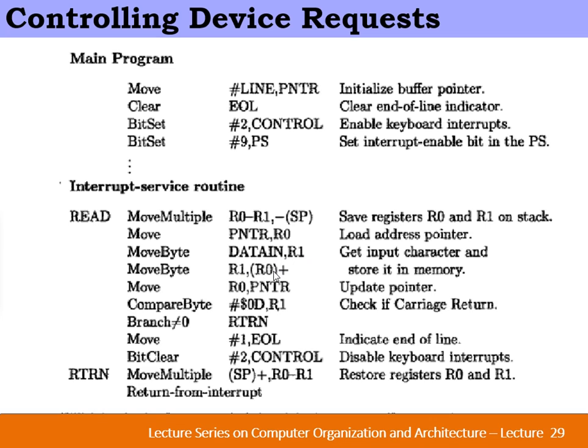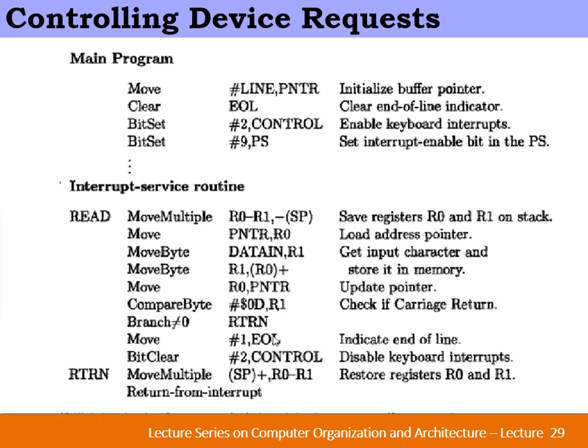From R1, and R0 is going to hold the pointer, you can keep on storing it into the memory location, that is PNTR. We are using auto increment mode. So after reading all the characters, store the content of the R0 register back to PNTR. Now check whether the last character read is a carriage return. Is it equal to the content of the R1 register? If it is not equal, then again you go back to the same thing. Else, if the branch is not equal to 0, you can go to return.